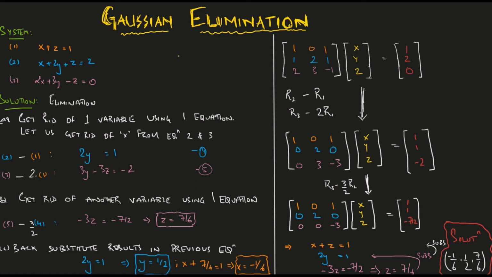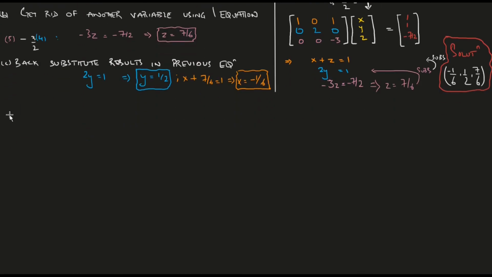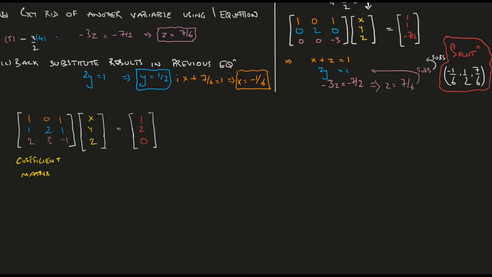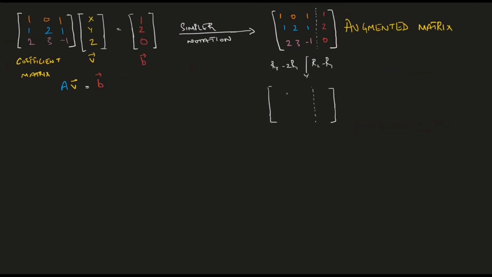Now let me take this matrix notation that represents the original system and copy it down here. The matrix on the left is called the coefficient matrix. The entire system can be written as AV is equal to B, where B is this output vector, V is the vector containing the variables, and A is of course the coefficient matrix. A simpler way to write this is to write the elements of the coefficient matrix and the output vector together as one augmented matrix. We can carry out the same row operations to reach the same end result.